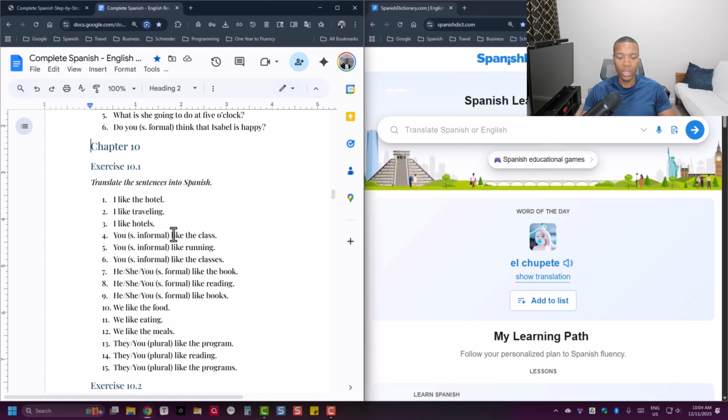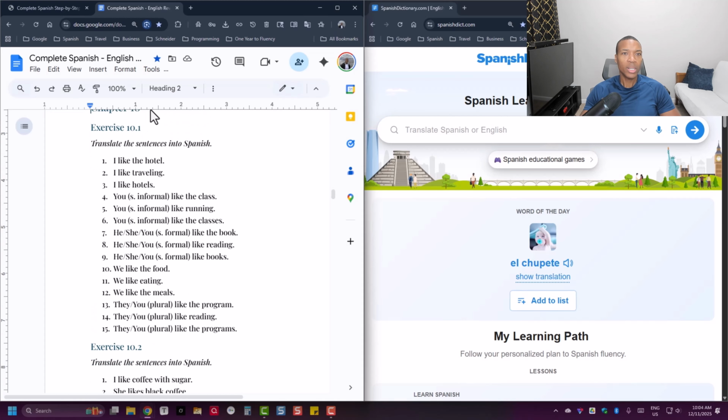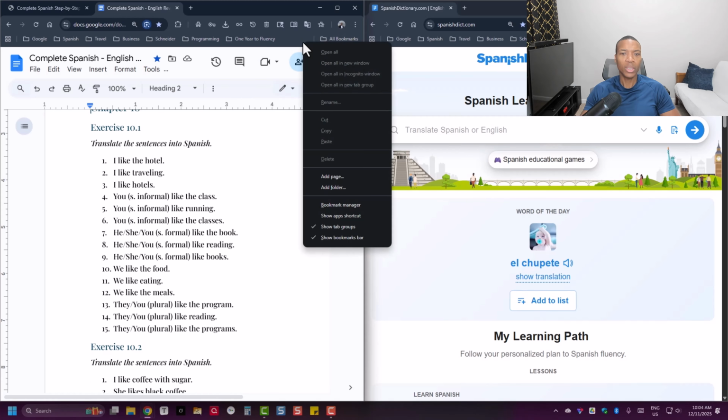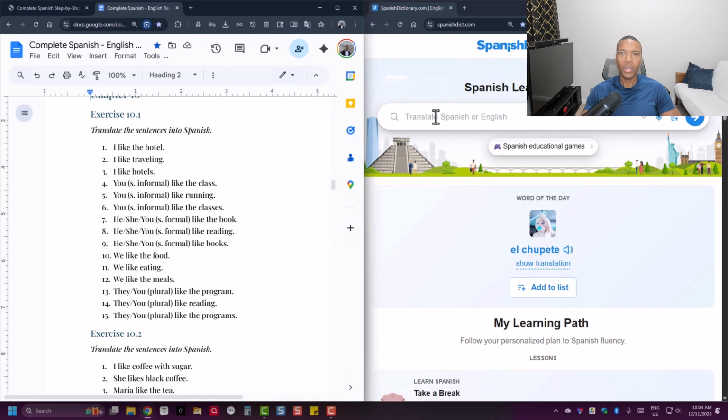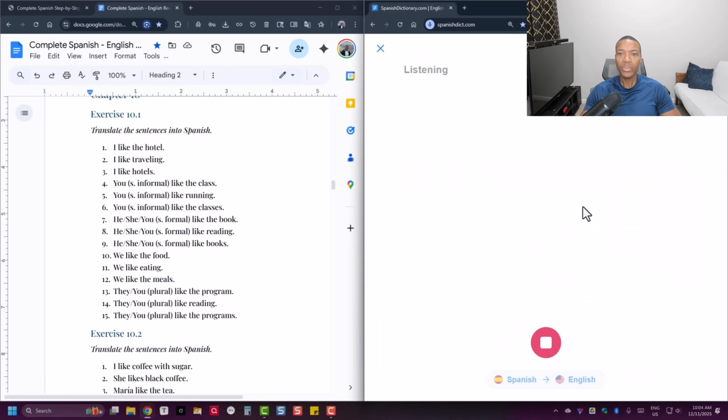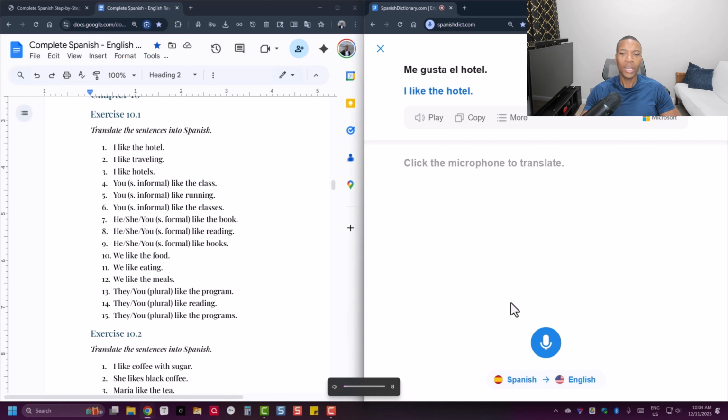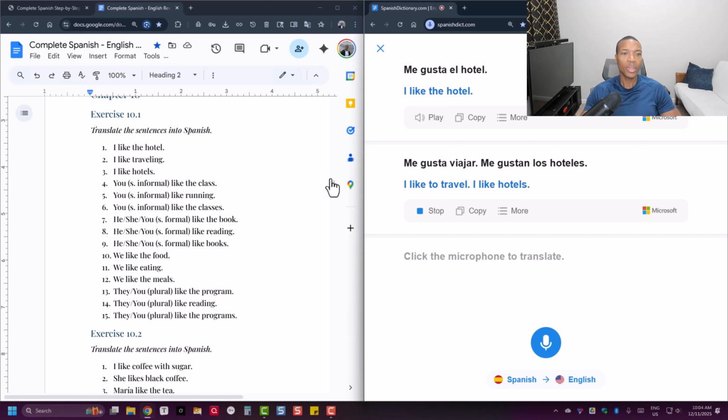Okay, Chapter 10 started with gustar and verbs like gustar. I'll close these bookmarks. All right. 10-1. I like the hotel. Me gusta el hotel. I like the hotel. I like traveling. Well, these are pretty easy. I'm going to go through these fast. Me gusta viajar. Me gustan los hoteles. I like to travel. I like hotels.